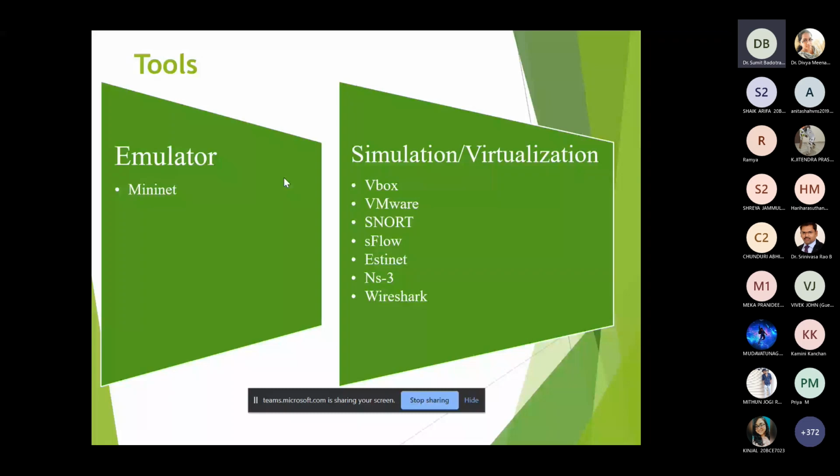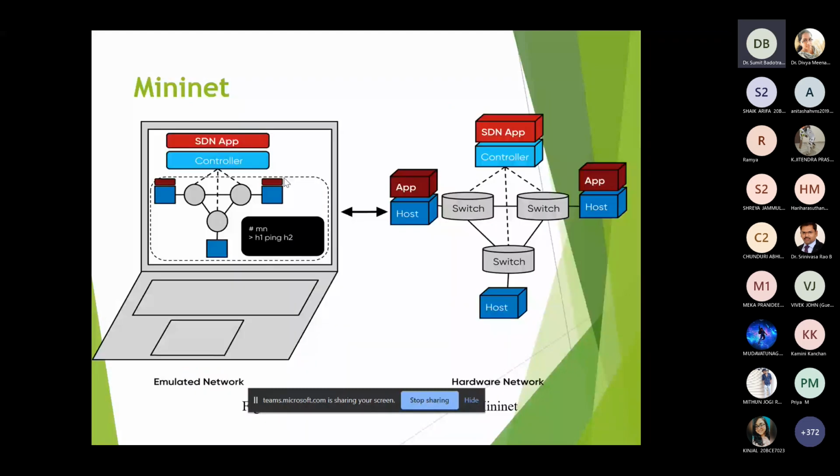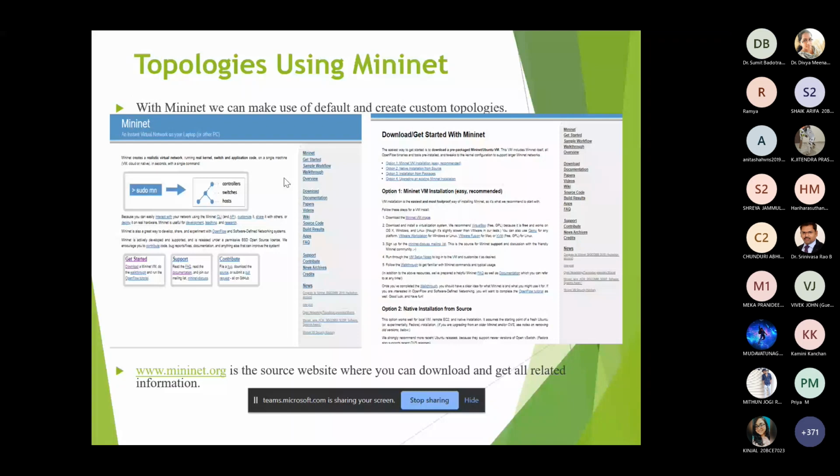We have got sFlow. Again, it is an intrusion detection and prevention system. We have got SDNet, we have got NS3, we have got Wireshark, which can be used as your packet analyzer for the real-time analysis of the different mechanisms. Okay. So this is about your Mininet network. I will tell you this in detail.